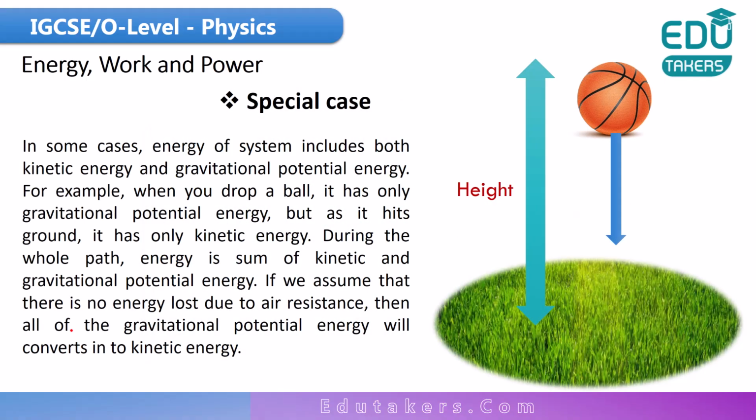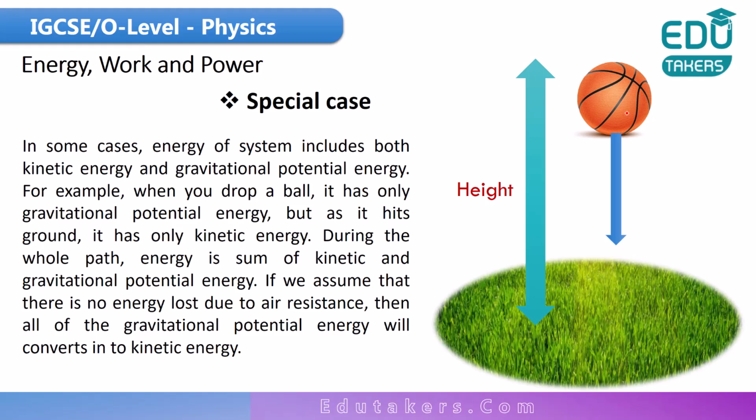There is a special case. Until now, we understand the concept of kinetic energy and potential energy. An object has kinetic energy or potential energy. If the object is moving, it has kinetic energy, and if the body is at rest, then it has potential energy. But here we will consider a special case that the total energy is the sum of kinetic energy and the gravitational potential energy. Consider here is a ball that is dropped.